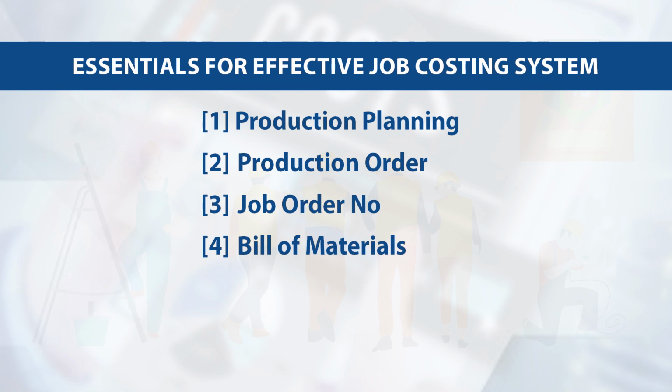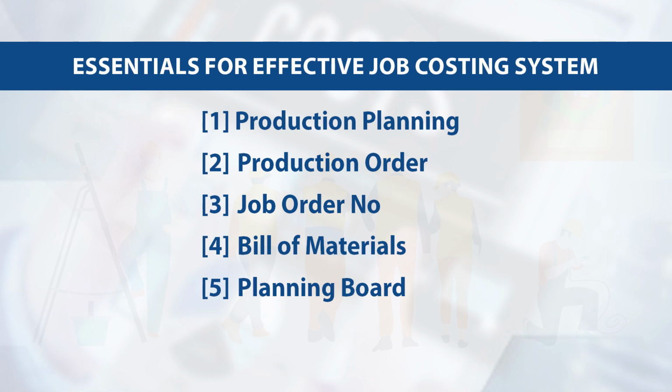Fourth, bill of materials. A complete list of materials required for a job is called a bill of materials. Due to this bill, a separate material requisition is not required. This can also be used to collect details about the material cost of the jobs.